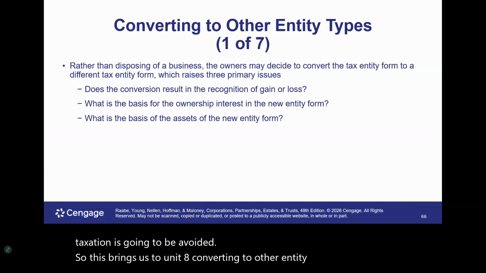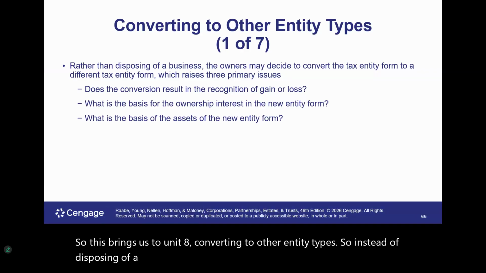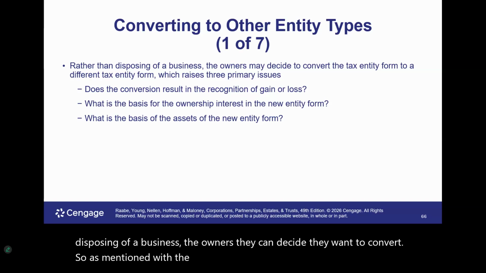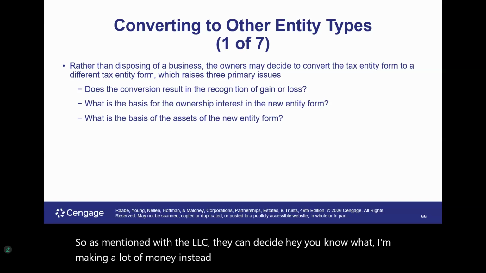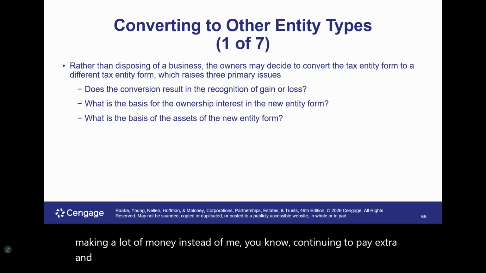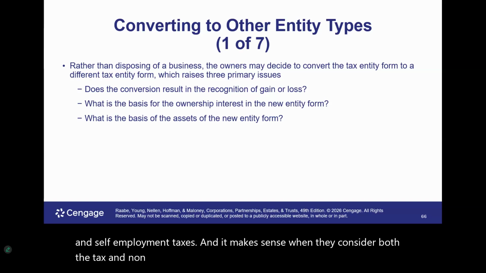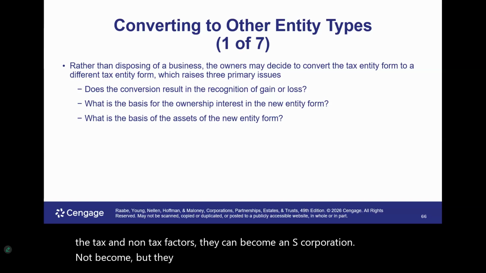So instead of disposing of a business, the owners can decide they want to convert. So as mentioned with an LLC, they can decide, hey, you know what, I'm making a lot of money. Instead of me continuing to pay extra in self-employment taxes, and it makes sense when they consider both the tax and non-tax factors, they can become an S corporation. Not become, but they can elect rather to be taxed as an S corporation or a C corporation.